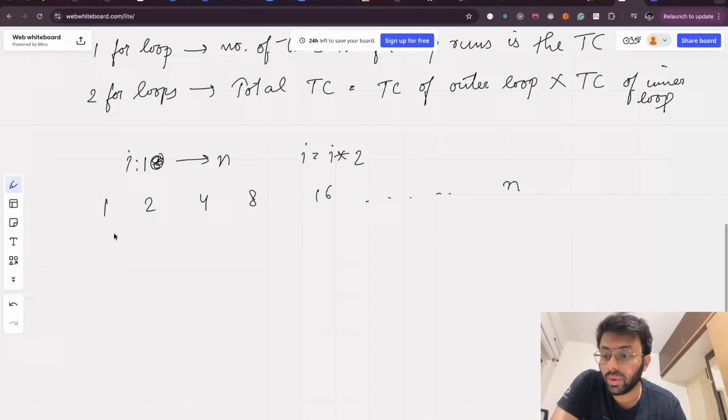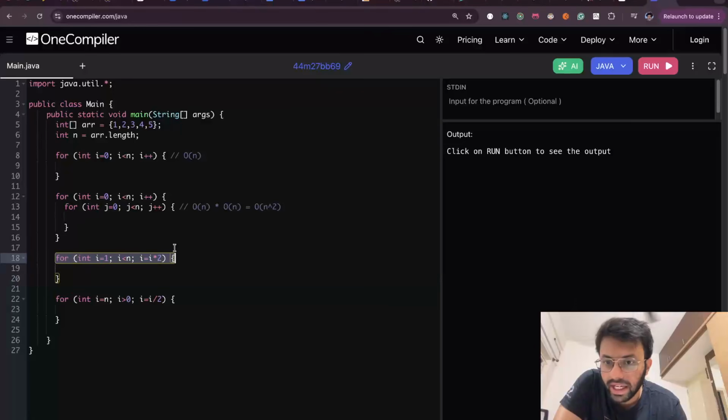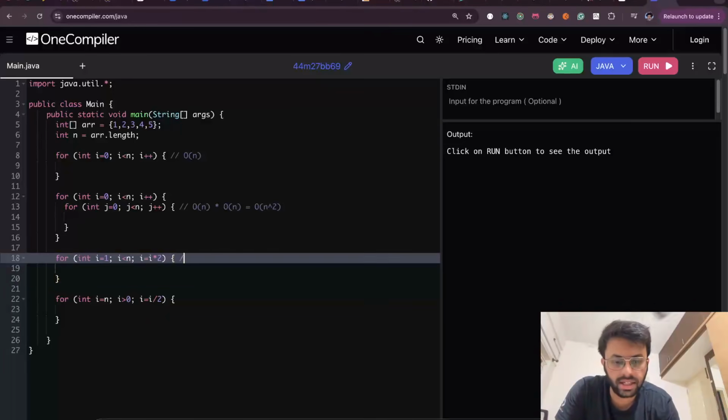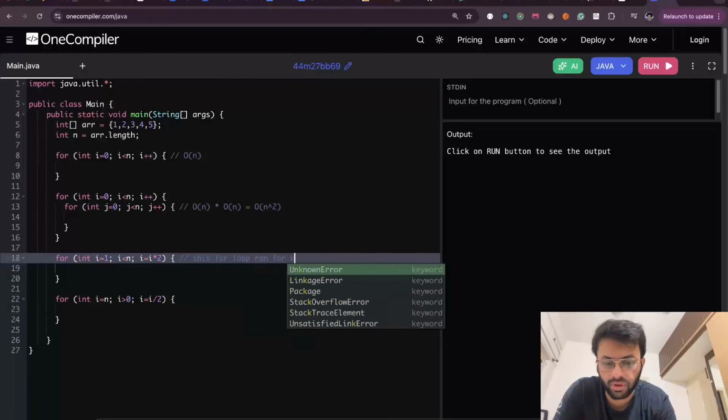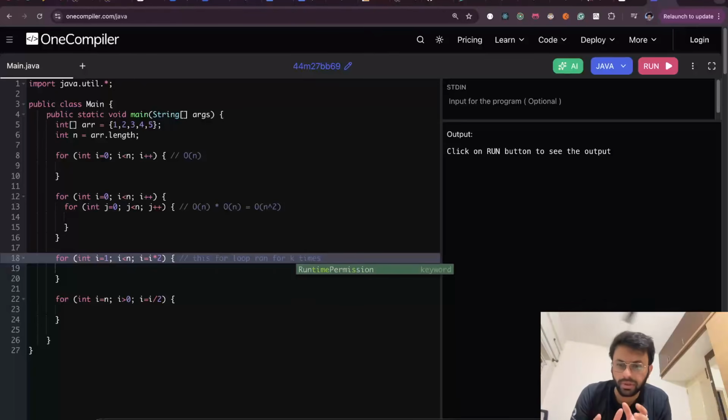So what we are doing is we are multiplying it by 2. So there will be some 2 power i which is less than or equal to n. Let's understand it like this. Suppose this for loop ran for k times. If this for loop is running for k times, how do I find out what k is?